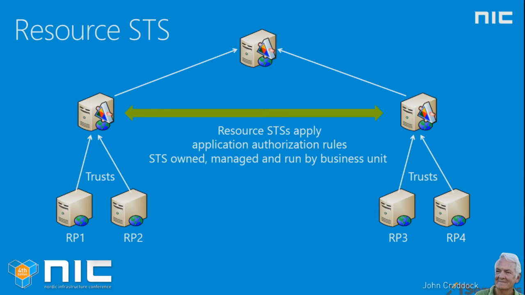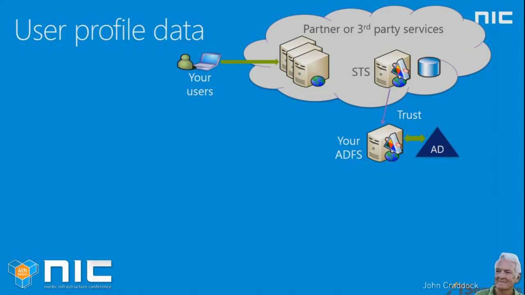So who knows about authorization to those apps? It's the business units because they own the apps. So let them control the final claims that control access to the apps. And then those STSs trust your enterprise security token service. And the enterprise security token service is purely about authenticating someone, probably giving a minimal claim set, which is then augmented by the business unit security token service. So that's another scenario. And then there's the question of user profile data.